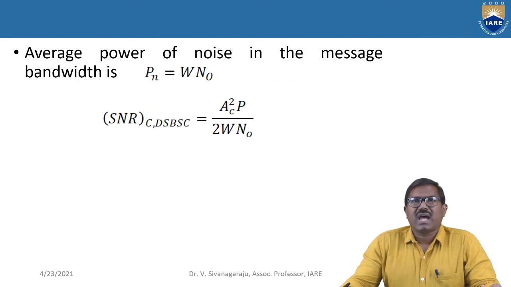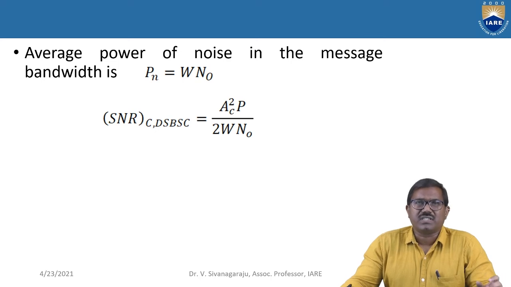Finally you get Ps equal to Ac square P by 2. And the average power of noise in the message bandwidth is Pn, which is equal to W N0. Here the receiver takes the input from the channel, so that's why we take the channel (SNR)c, where C indicates the channel DSB. In the channel we take the average noise power in the message bandwidth as W N0. So finally (SNR)c for DSB-SC is Ac square P by 2, which is the signal power we got in the previous step, divided by the noise power W N0. Already we know SNR is signal to noise ratio: the numerator is the signal and the denominator is the noise.